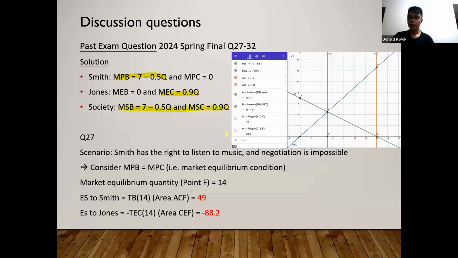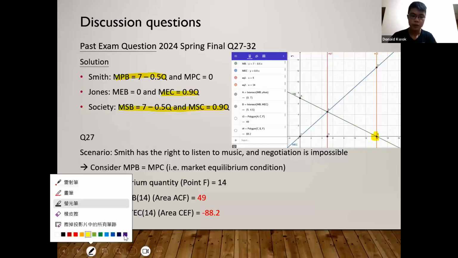Okay. So for question 27, if negotiation between Smith and Jones is impossible, what will be the economic surplus accrued to Smith and Jones when Smith has a right? Okay. If Smith has the right to listen to music and negotiation is impossible, then Smith would just listen to music until the point where the marginal benefit equals 0. So this is why we are finding the x-intercept of the green marginal benefit curve. Okay, point F will be giving us such information. The market equilibrium quantity is 14 hours of loud music.